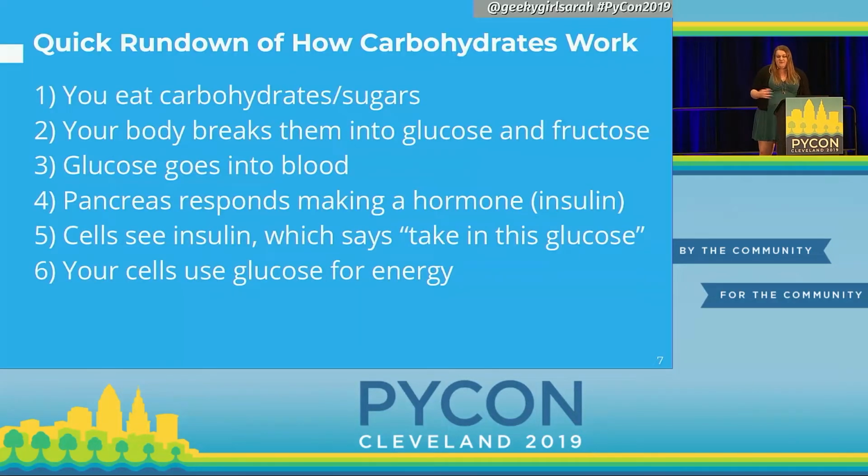So the quick rundown of carbohydrates, which I'm sure you've heard of, is that when you eat a bunch of carbohydrates, and sugar really is a form of carbohydrate, your body breaks those down into glucose and fructose. For this talk, we don't care about fructose. The glucose then goes into your bloodstream. Your pancreas sees that rise in glucose and says, oh no, I need to do something. So it makes a hormone called insulin, which you probably also heard of. Your body's cells see that insulin and use it along with the glucose to make energy. So you can see that carbohydrates are a really important nutrient that your body needs.